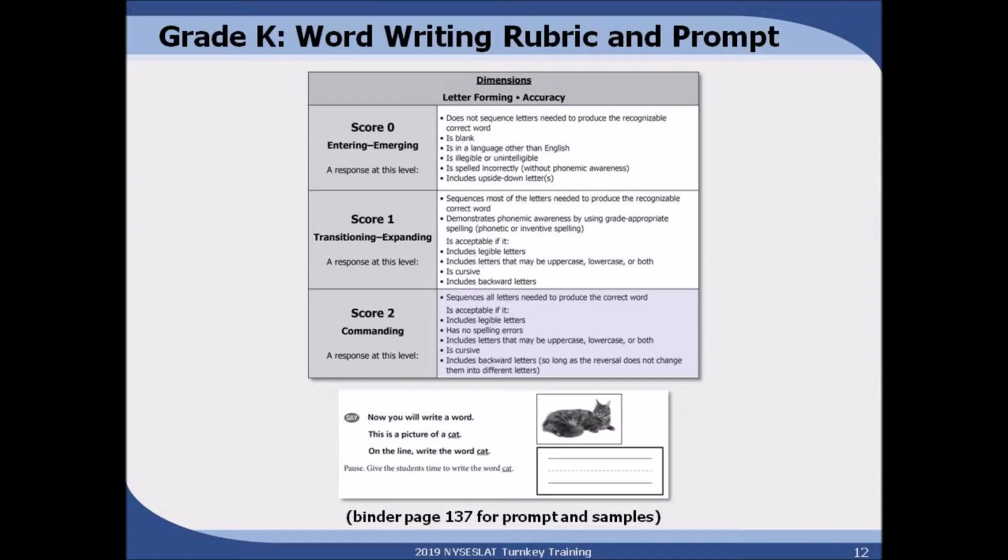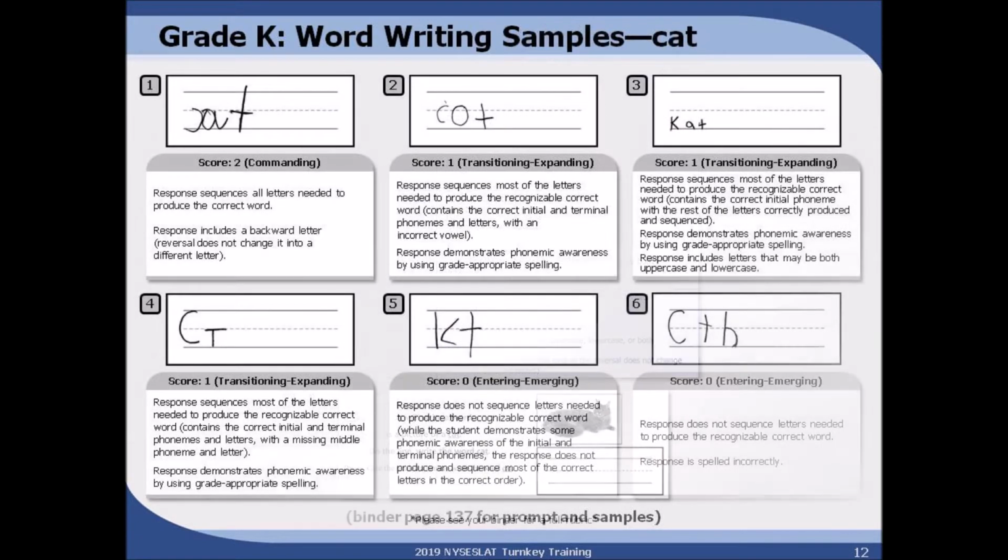The prompt is, this is a picture of a cat. On the line, write the word cat. Sample 1 is scored a 2. This response sequences all letters needed to produce the correct word. The response includes the backward letter C, but the reversal does not change it into a different letter.